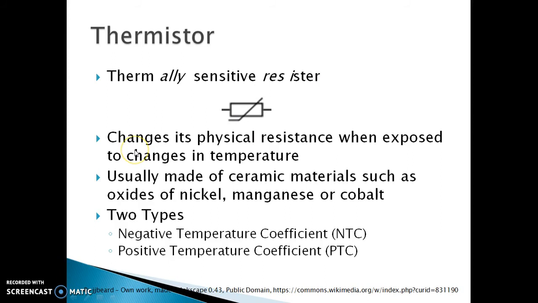Basically, thermistor is a change in physical resistance when exposed to temperature. The operation is similar to an RTD, but the constructing material which is used in thermistor is usually a ceramic material, such as oxides of nickel, magnesium or cobalt.